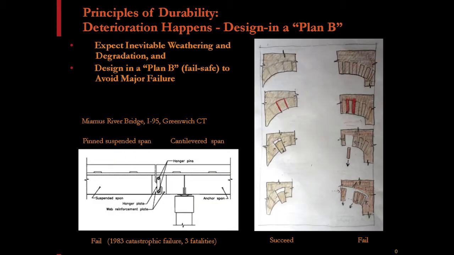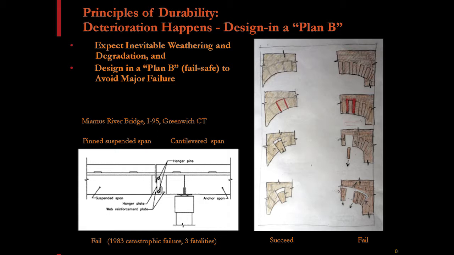And you might say, well, is that really relevant? We don't build too many true load-bearing masonry arches anymore. They're pretty rare these days. But I think that general principle applies to many other things that we do. So this is a diagram of the Mianus River Bridge in Connecticut, I-95, a fatal collapse with 3 fatalities and vehicles dropped into the river off I-95 in 1983.